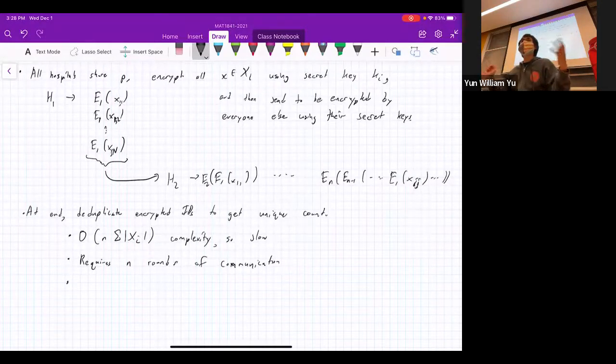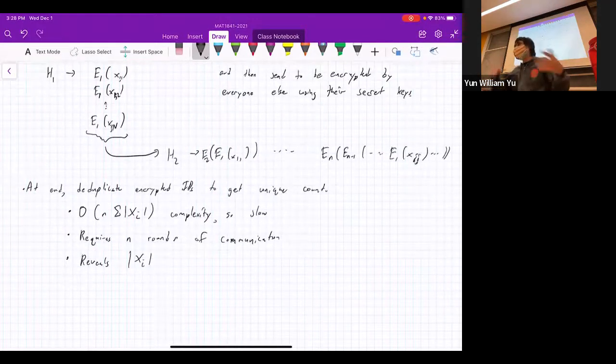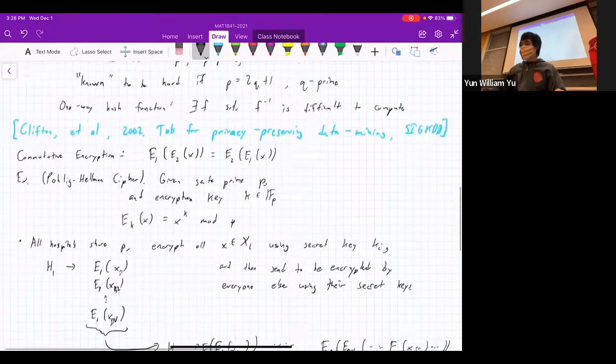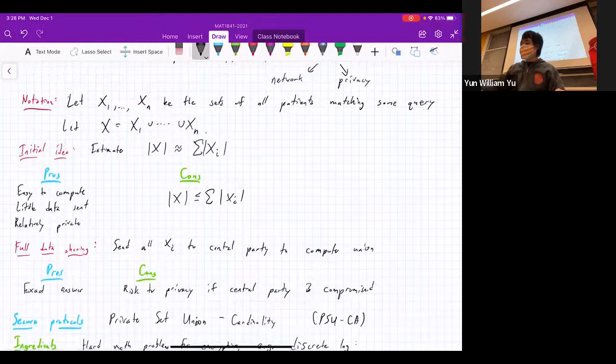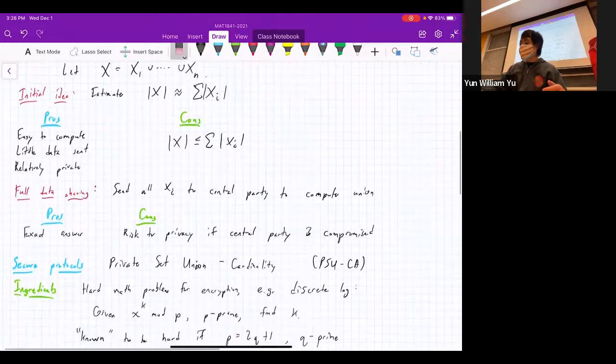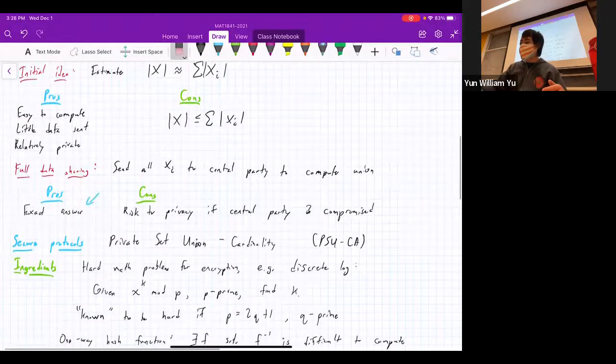And also, this still doesn't protect all your information because it does still reveal the magnitudes of each of your x_i's, because that's how many things you sent across. For that reason, this doesn't provide perfect protection, but it does provide reasonable amounts of protection. It provides as much protection as sending just the cardinalities, while at the same time allowing you to get the exactness of this answer here. So you get an exact answer, but you don't have to worry about revealing too much in terms of privacy loss.